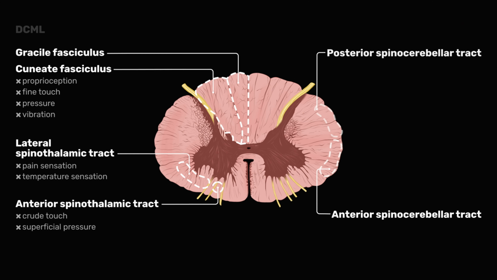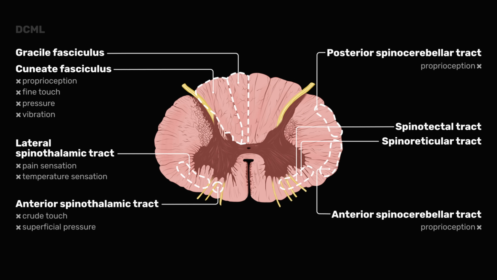The spinocerebellar tracts, anterior and posterior, are responsible exclusively for proprioception. Additionally, this group may include the spino-reticular and spino-mesencephalic tracts. They share a similar function to the spinothalamic pathways.